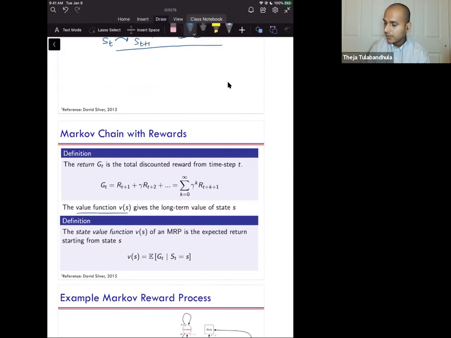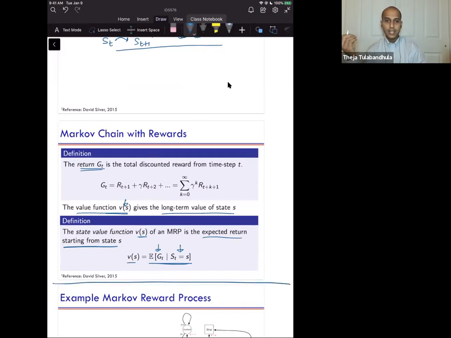So the value function of a state is going to be the long-term value. Sorry, the value function of a state is going to be the expected return, or the expected return of starting from the state s. Okay, so basically the value of a state is just the expectation of Gt given that the current state is little s. So to understand what a value function is, you just need to know a Markov chain and a Markov reward process.